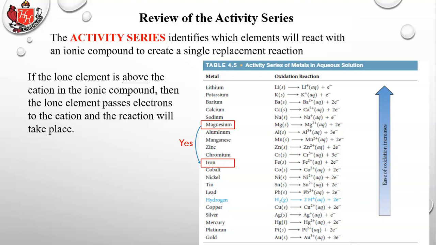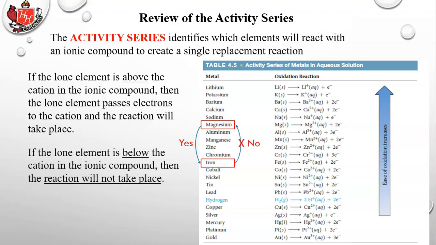So if iron were in an ionic bond and magnesium were the lone element, then magnesium would pass electrons to iron, and that would cause magnesium and iron to switch places. If the lone element is below the cation in the ionic compound, then the reaction will not take place. Iron will not pass electrons up to magnesium. So let's see some examples of that.